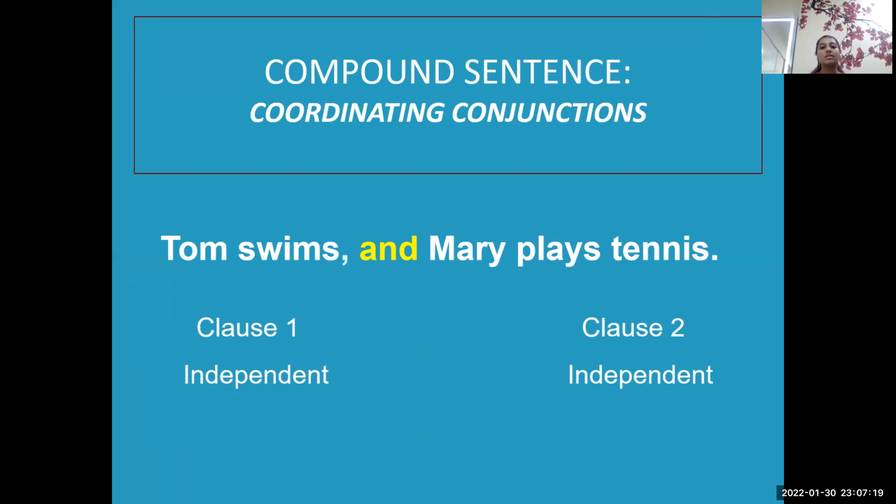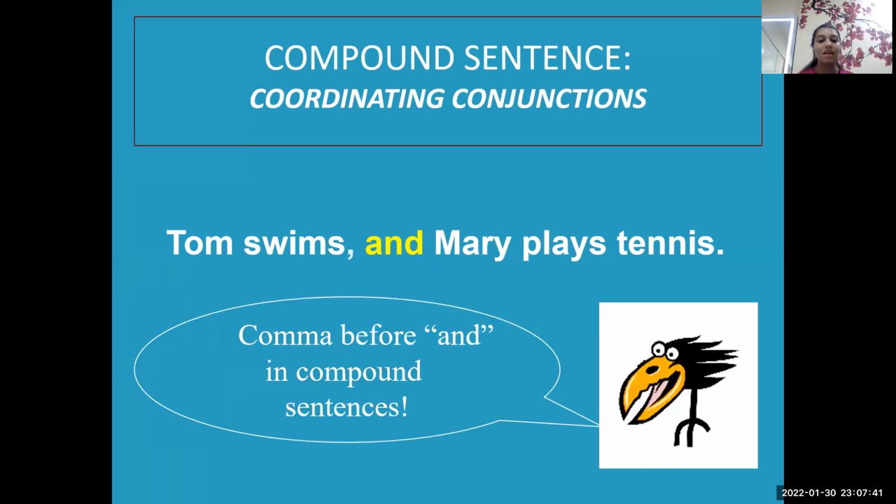So, compound sentences usually contain independent clauses connected together by using a coordinating conjunction or a semicolon, etc. Here, your first independent clause is Tom swims, and your second independent clause is Mary plays tennis, and they are connected with the coordinating conjunction and. Now there's another one.